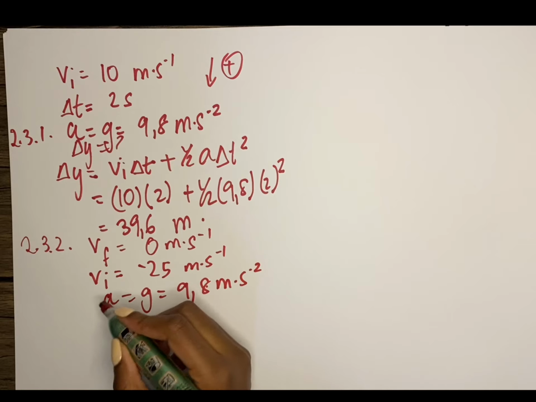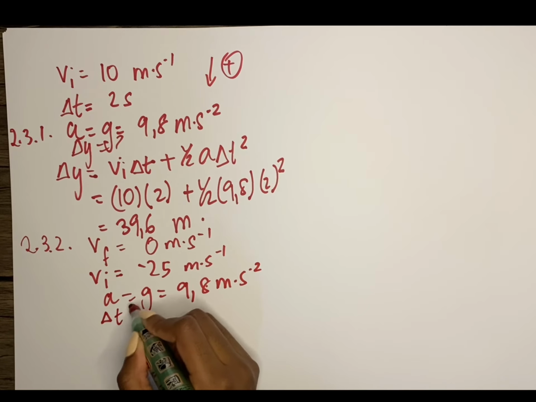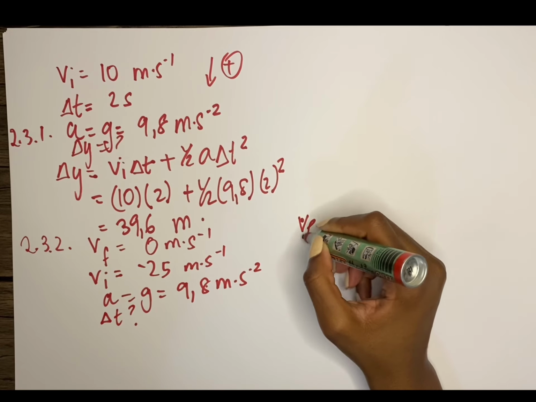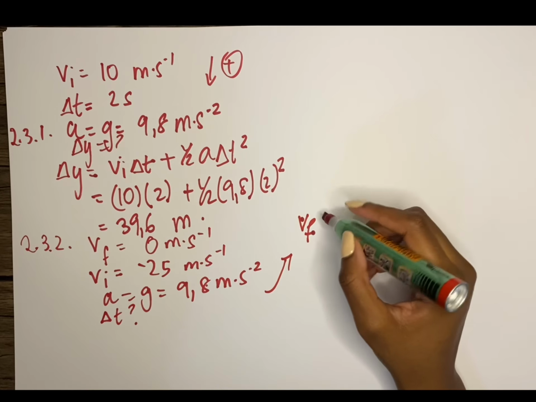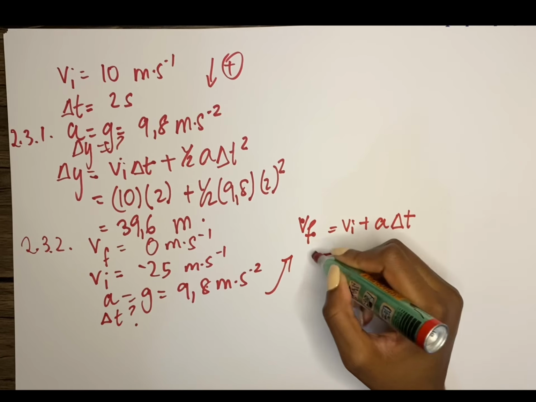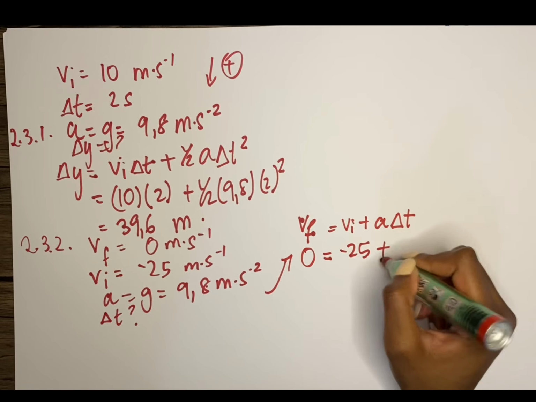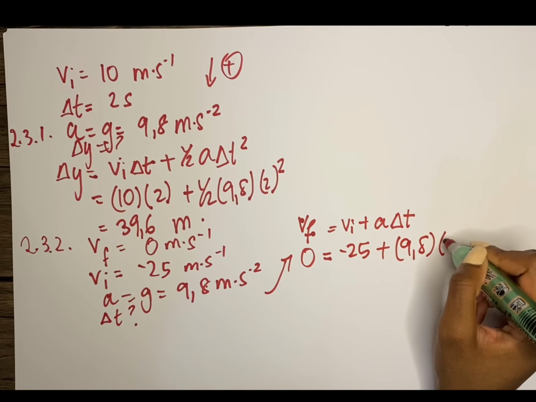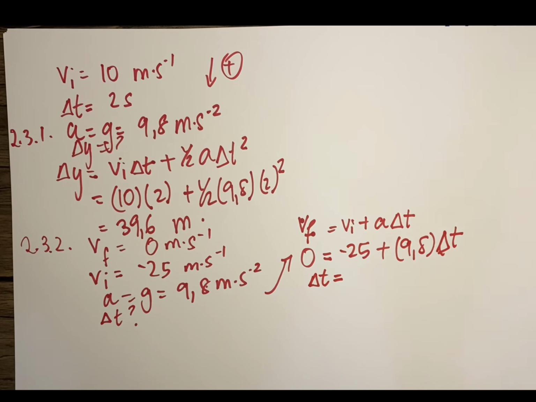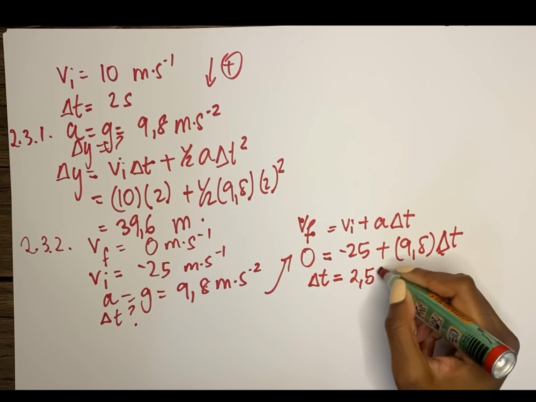And I can calculate using one of my equations of motion. I'm looking for delta t. I'm going to use v f is equal to v i plus a delta t. I substitute: 0 equals negative 25 plus 9.8 delta t, right? And then from here, all I have to do is transpose. You can't get a negative time. If you get a negative time, then you know there's definitely something wrong with your directions, right? Your time must always be positive. So you'll get 2.55 seconds.